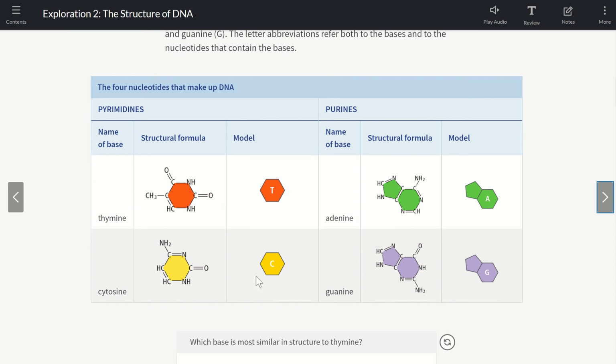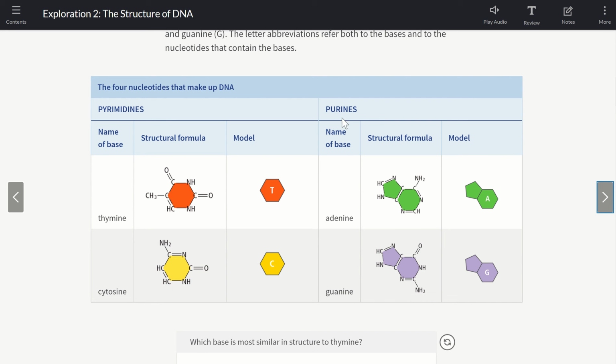This picture does a pretty good job of showing it's either going to be a single ring structure, like you see here. These single ring structures are what we call pyrimidines, or the nitrogen base is going to have a double ring structure. You kind of see a ring there and a ring there, same thing here.